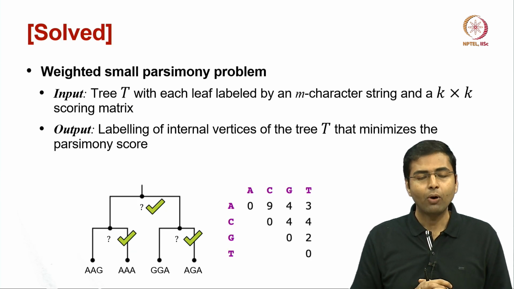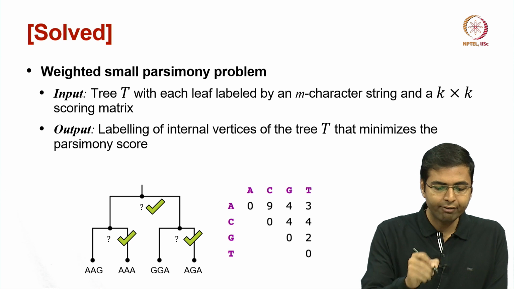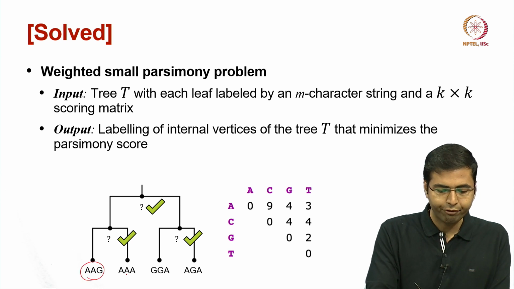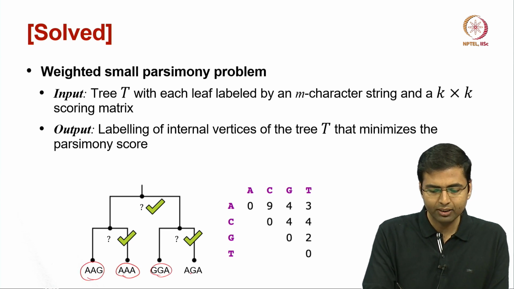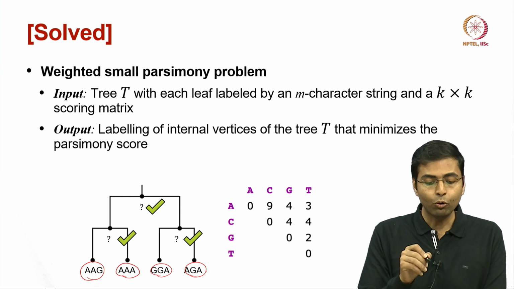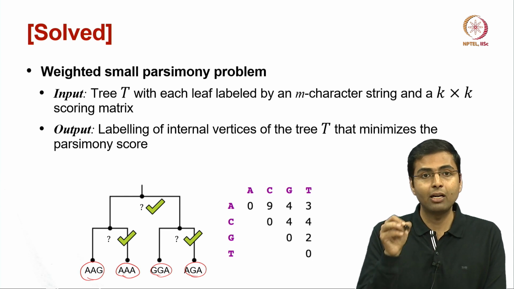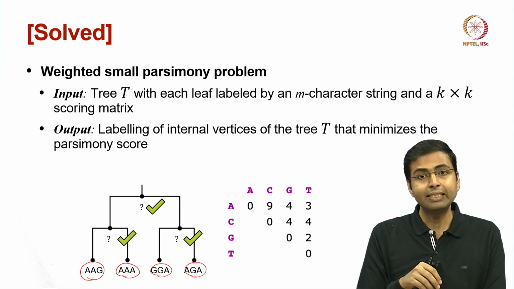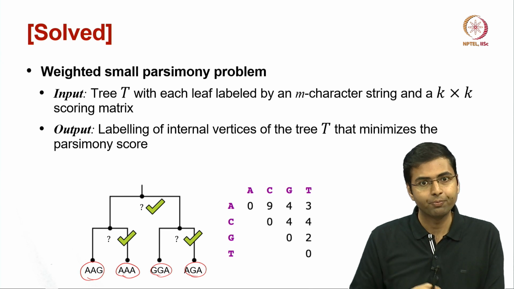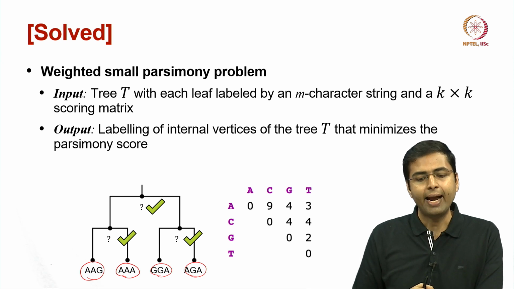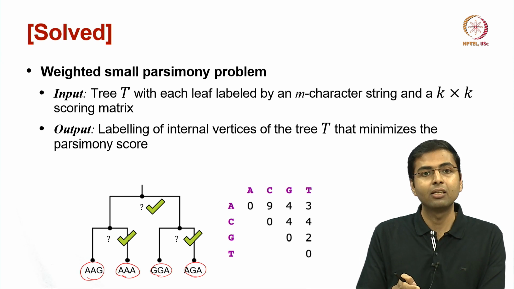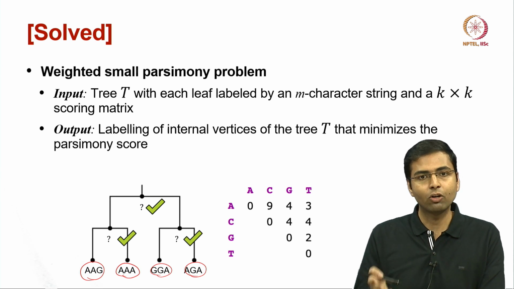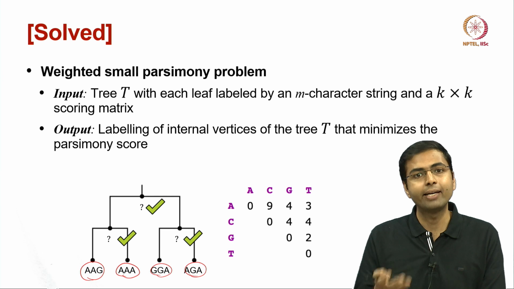So we have now understood how, if we are given a tree and the characters at the leaf nodes, then we know how to solve the labels of internal nodes such that we minimize the parsimony score. And so we are able to reconstruct the full tree using Sankoff's algorithm in order m n k square time.